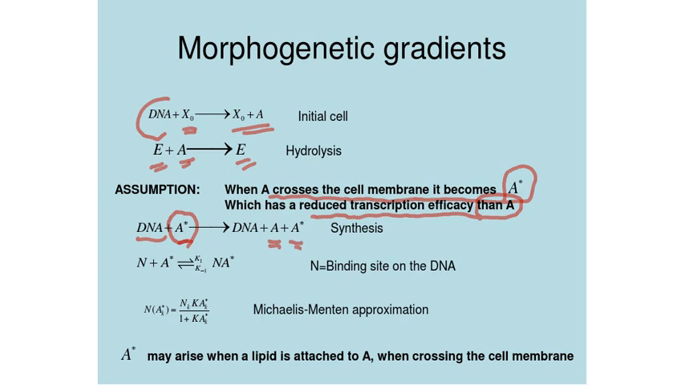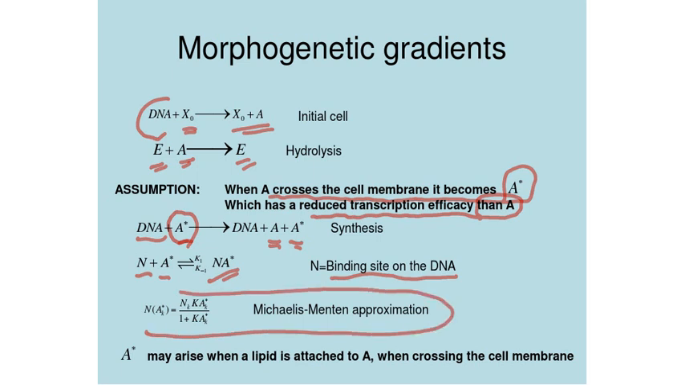And so if you have the binding site of the DNA, N plus A, this leads to this A N A star component, and you can use this Michaelis-Menten approximation. This is the rate N of A star at cell K, which is proportional to N_K, but it's also proportional to this A_K that is coming from the previous cells. And so this is a way to keep the memory and allow us to have this decay in the expression. So A star may arise from a lipid that is attached when crossing the cell membrane.